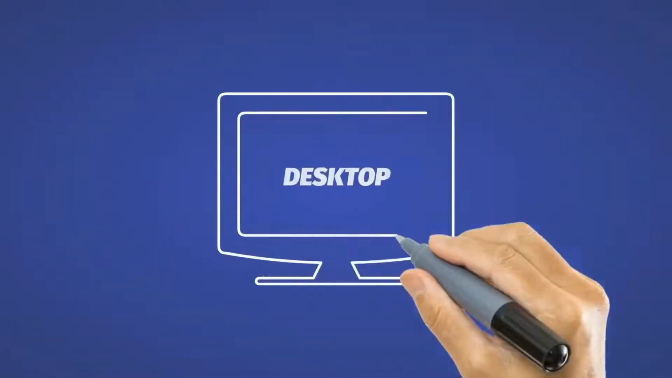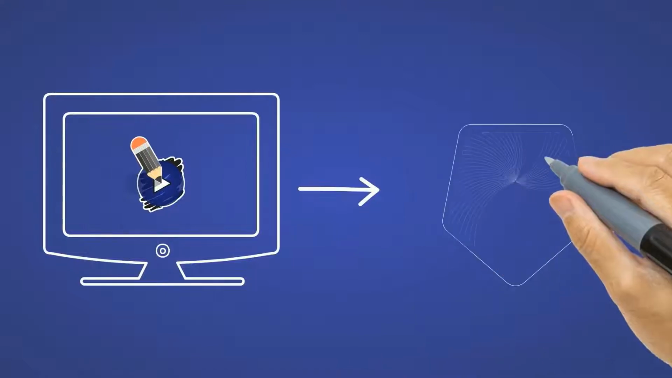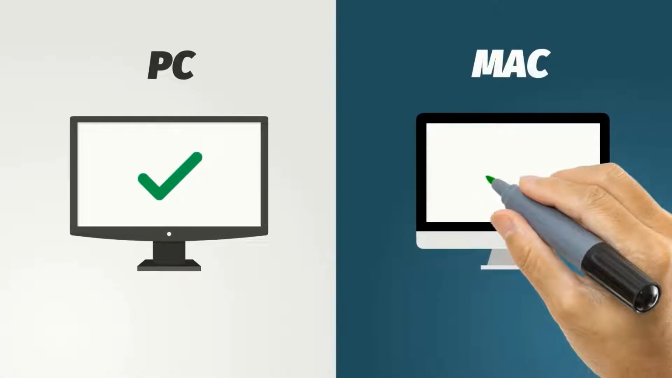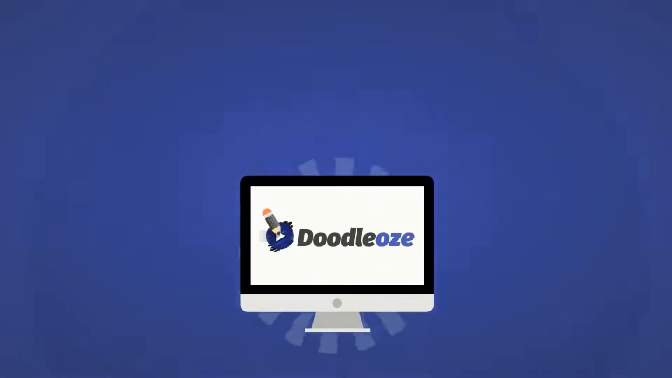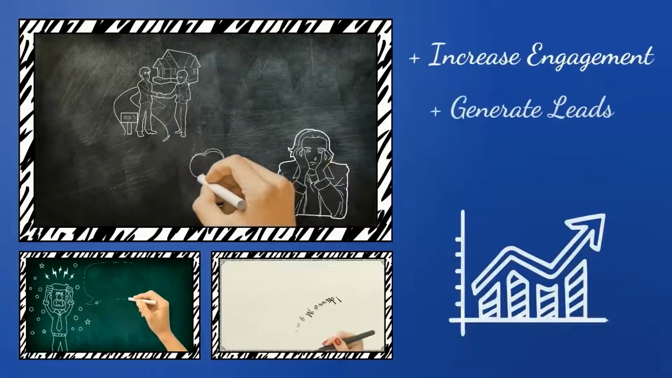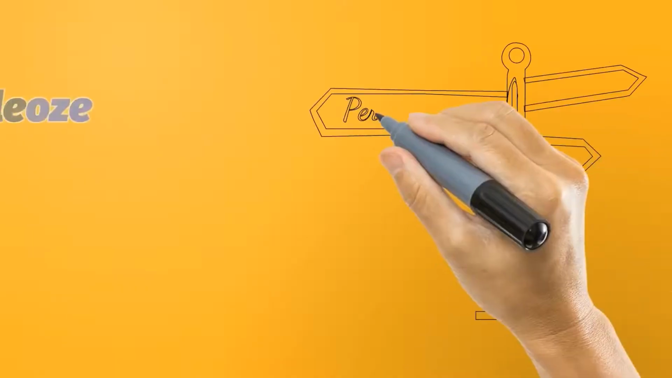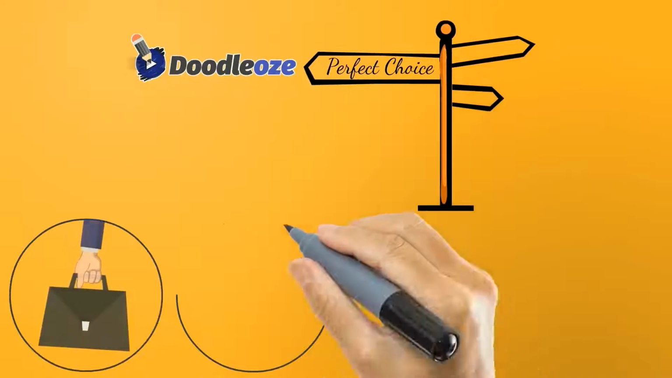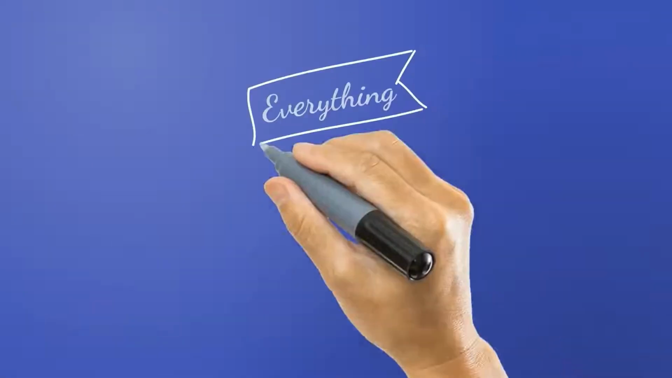Doodleoze is a desktop software that helps you create professional quality Doodle videos in a matter of minutes right from your desktop computer. Regardless if it's a PC or Mac, you'll download it right to your computer and start producing a creative Doodle video of your dreams. These videos are proven to help you increase engagement, generate more leads, and boost sales. Doodleoze is a perfect choice also for YouTube marketers, teaching and training, Facebook advertising, creating inspirational videos, and everything you can imagine.